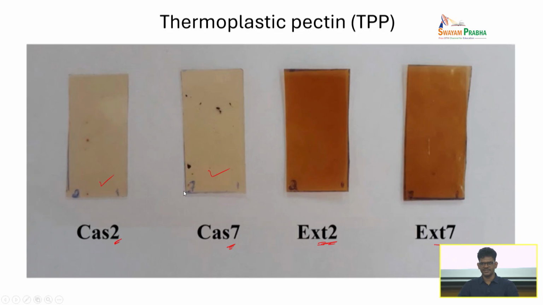Whereas the first 2 samples are casted at maybe 60 degrees or 50 degrees, and then the solvent evaporation happens. So you can see there's not much caramelization happening here. But in the last 2 examples, the caramelization leads to this kind of color change. All right. So as I said, this is one potential area one can look into.